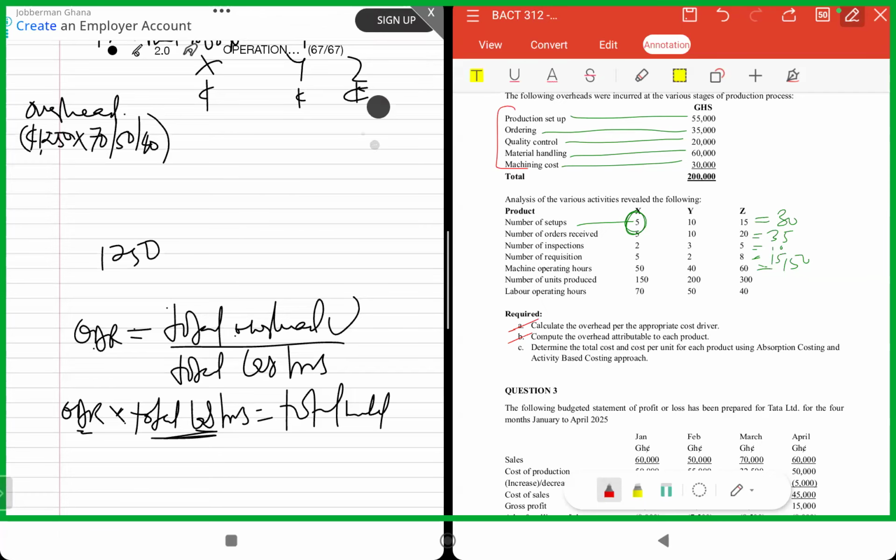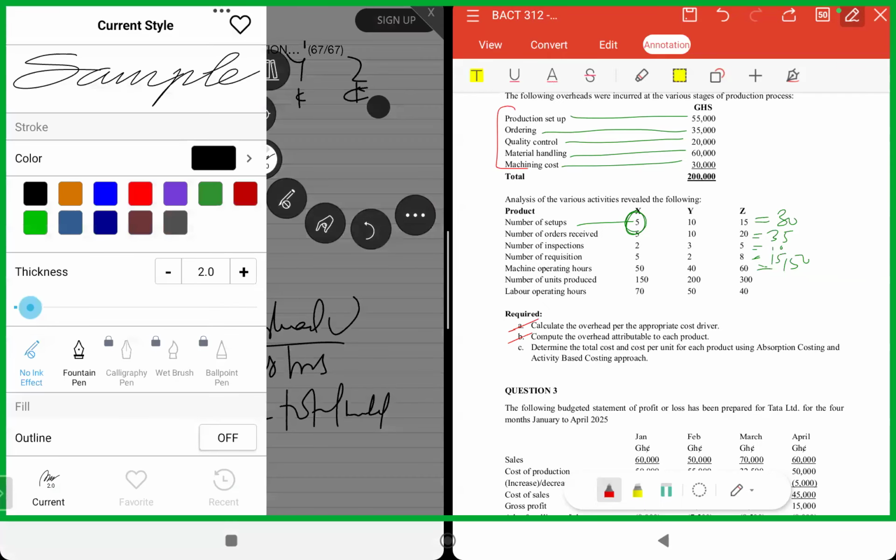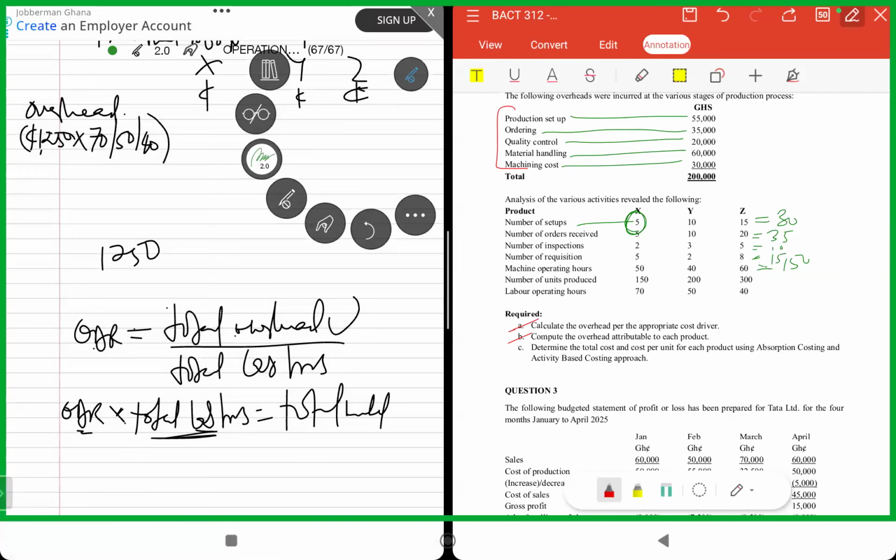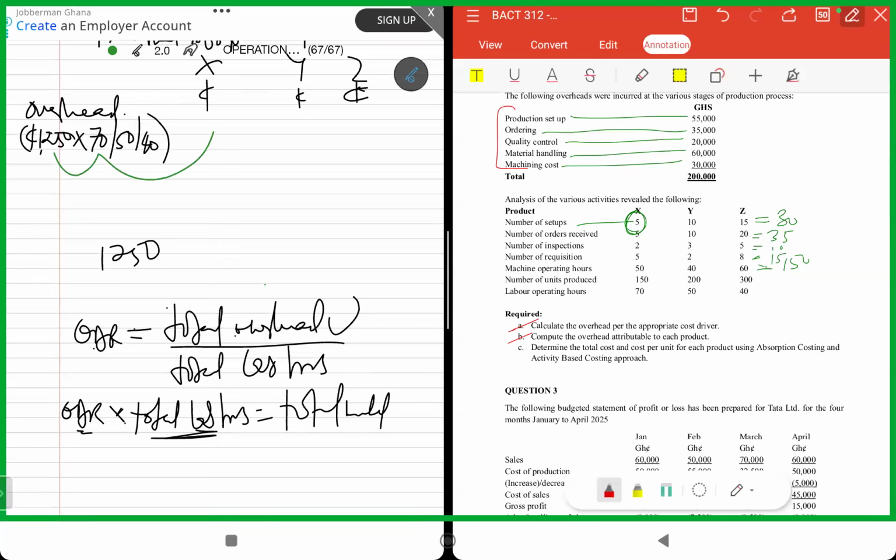So you multiply the OAR by each of the total labor hours. Then you get the corresponding overhead. So this one by this will go here. This one by this will go here. This one by this will go there. Do we get it?